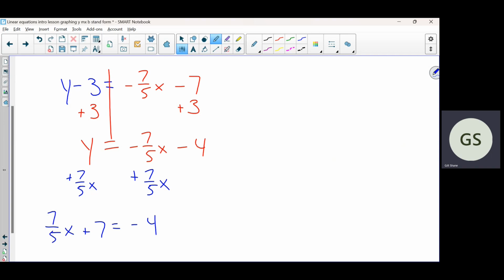That's actually not standard form, but I'm fine with that for now. Standard form, technically, you would never have a fraction in it. The a, the b, and the c are always integers.